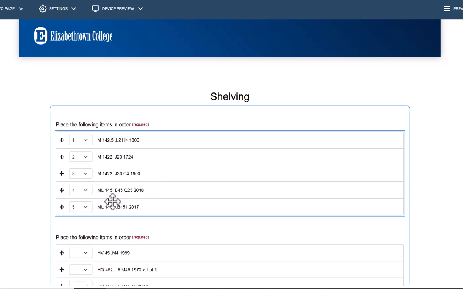Now we're moving on to the MLs. We have ML 145 and ML 1451. We are back to those whole numbers. 145 is less than 1,451, so these are good as they are, like that.